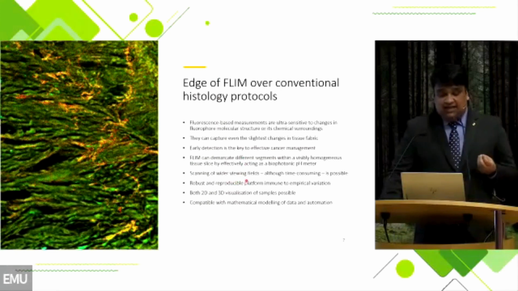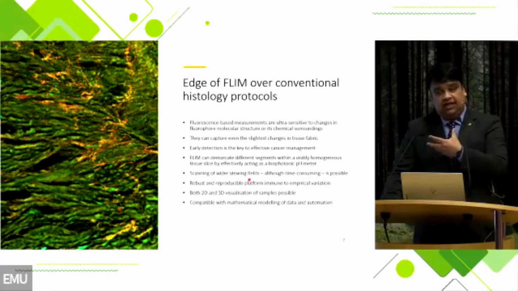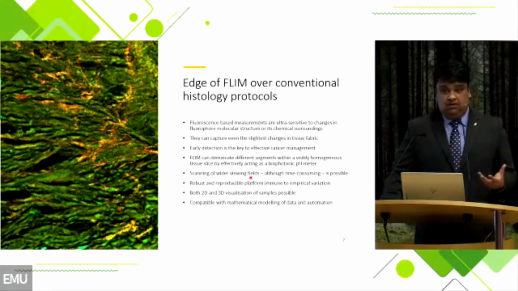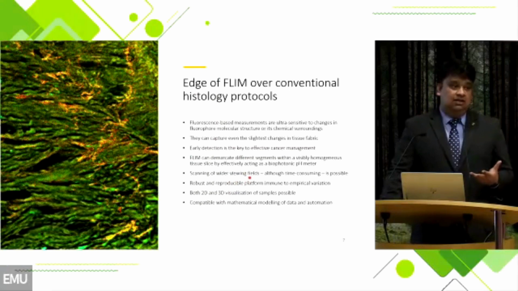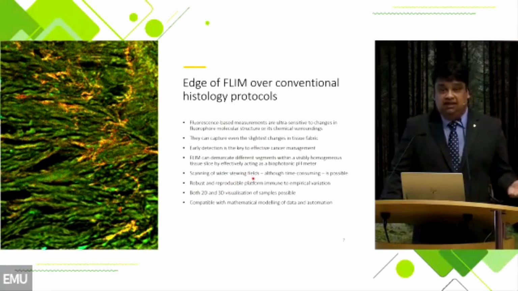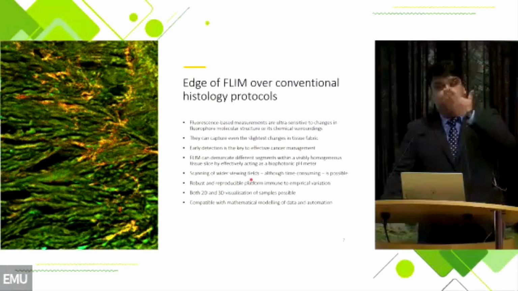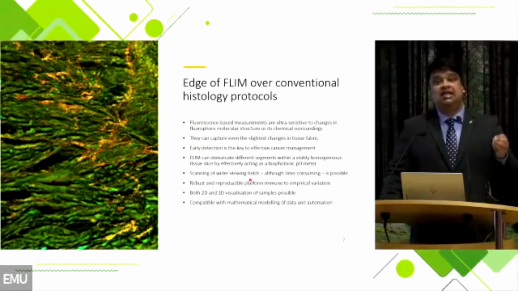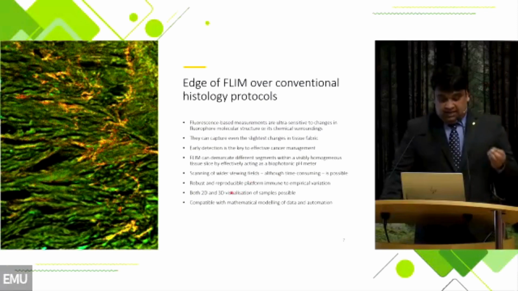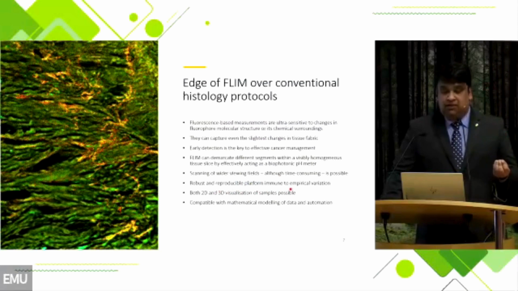We can scan wider viewing fields, and I'll show you some data today where we have been able to scan sometimes even an entire tumor. We have taken grids and stitched them, and the software has become so advanced that the stitching looks seamless. We can scan a big tissue slice and find where things are going wrong, if something is going wrong. This is robust, reproducible, and, very importantly, immune to empirical variation.